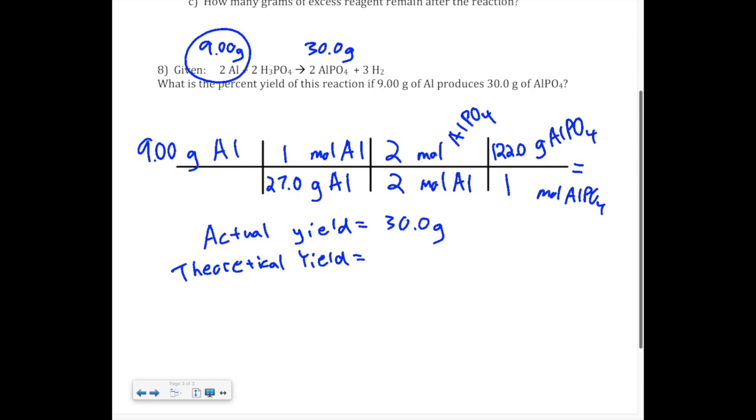All right. So once all that calculation is done, 9 times 2 times 122 divided by 27 divided by 2 should give us 40.7 grams. Okay, so that is my theoretical, 40.7 grams.